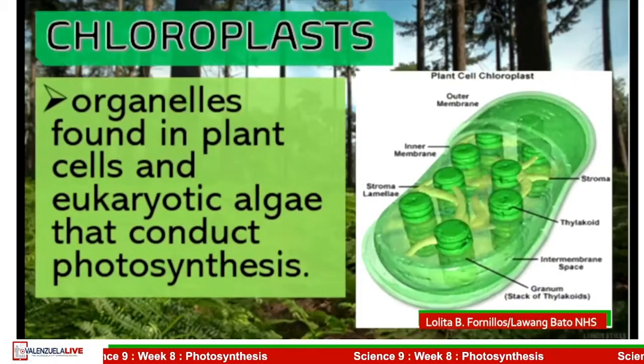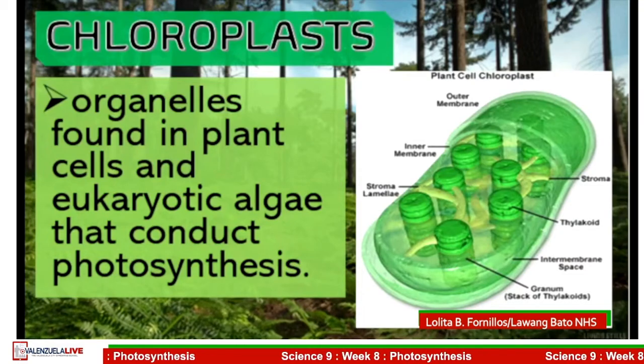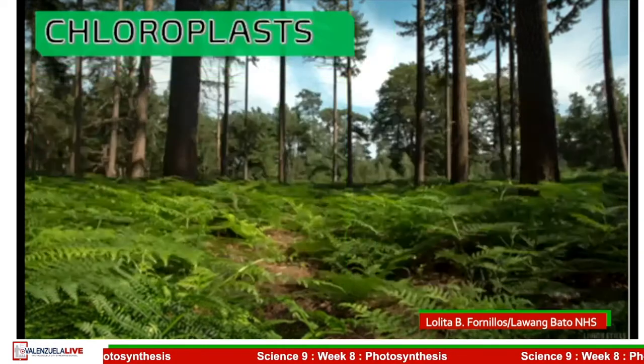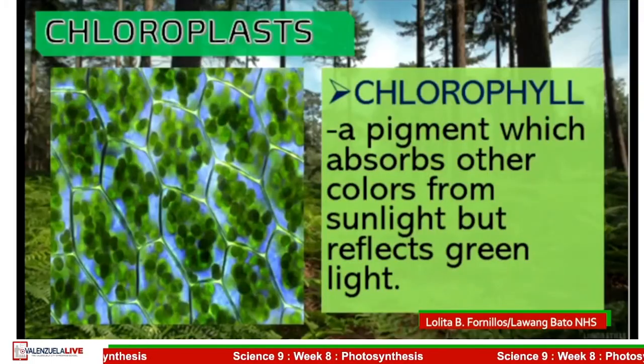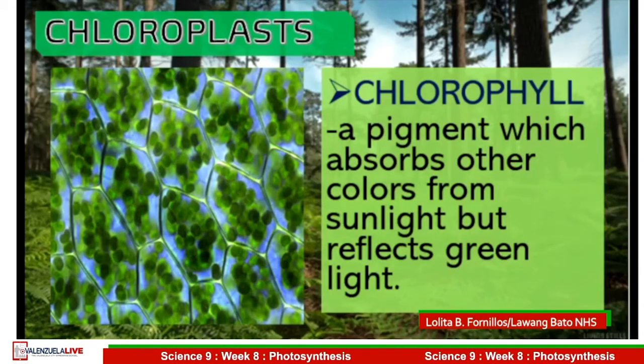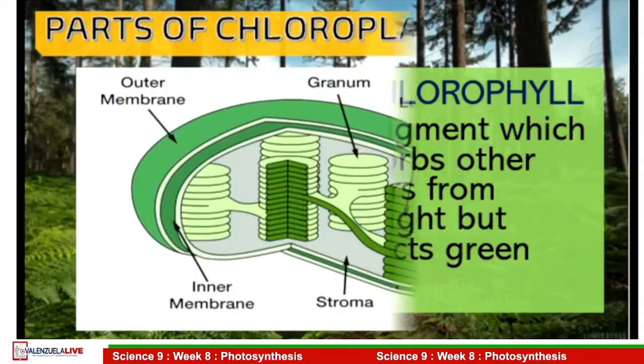Chloroplasts are organelles found in plant cells and eukaryotic algae that conduct photosynthesis. Inside the chloroplast is the chlorophyll. It is a pigment in leaves that absorbs other colors from sunlight but reflects green light. Therefore, leaves appear green in color.